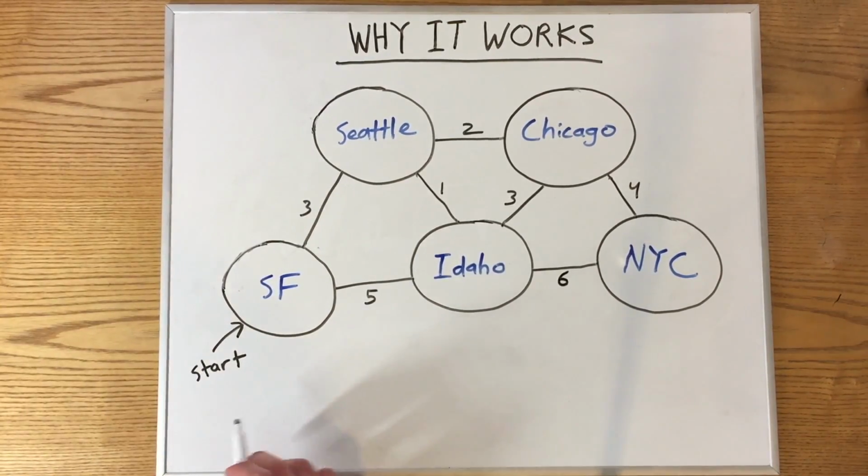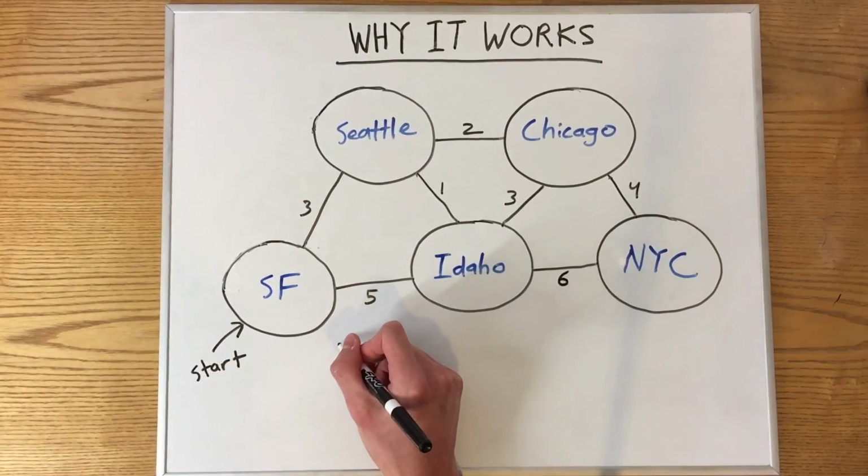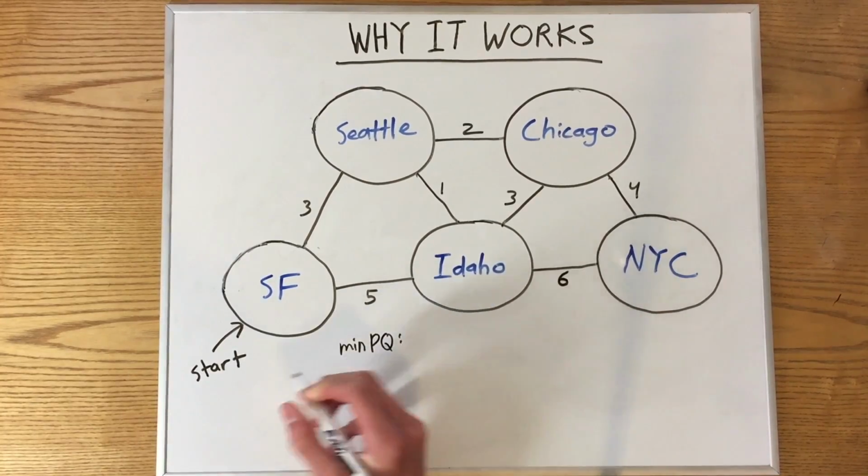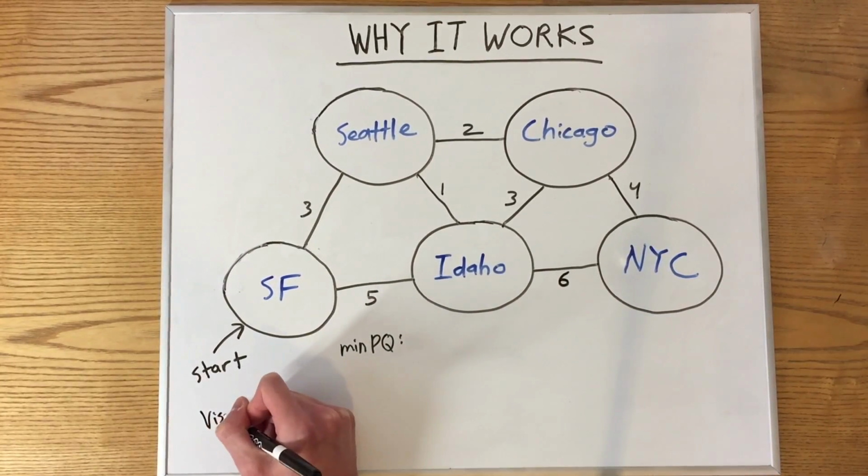Alright, so we've got the same graph as we used in the previous example. Start node is still SF. Remember that two of the big components of Dijkstra's algorithm that we're going to use are a min PQ, and then we're also just going to put the visited list down here.